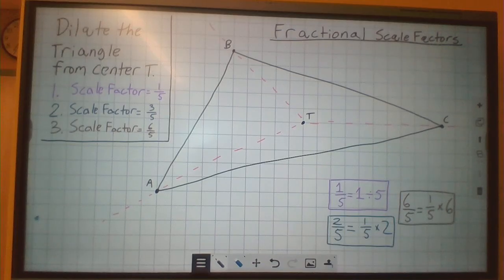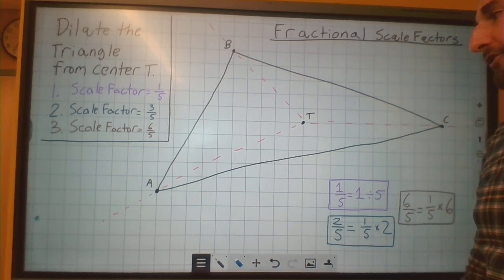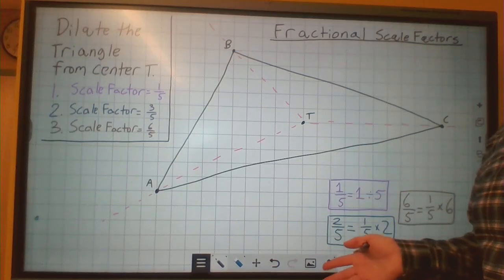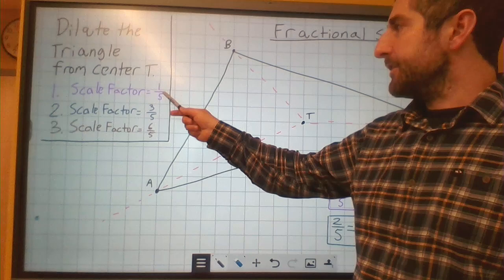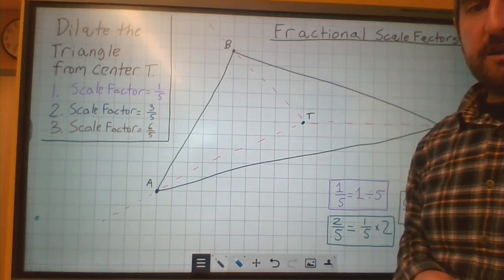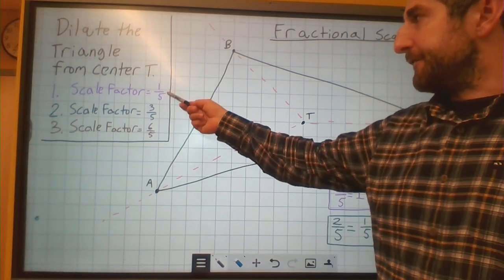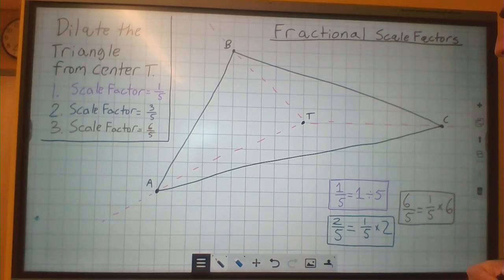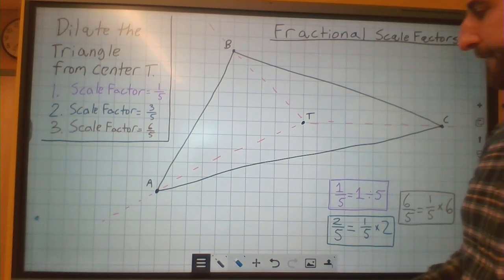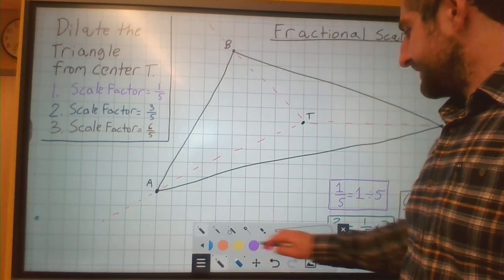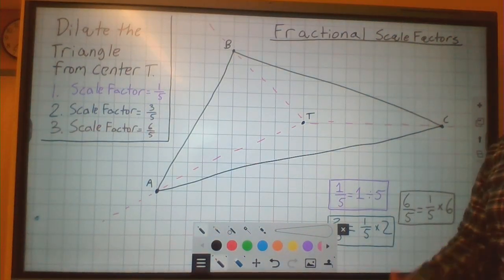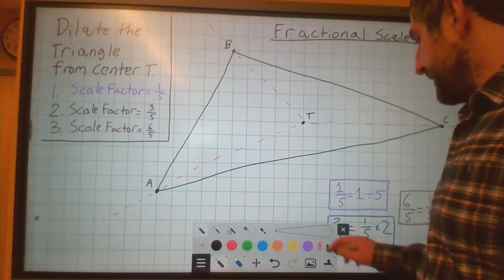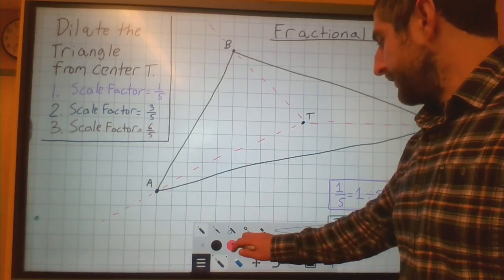All right, one last one. We're going to focus in on fractional scale factors. Now, fractional scale factors are just like any other scale factor. You should know by now that a fraction is a number divided by another number. It's the numerator, the top number, divided by the bottom number. So if we're multiplying by a scale factor, then that means that we are multiplying by the numerator and then dividing by the denominator.